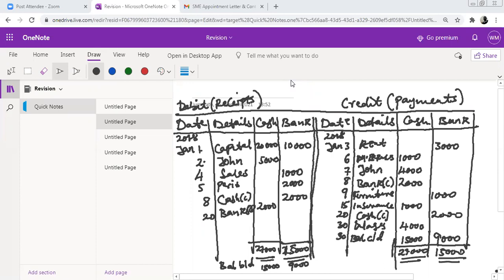Okay, that is how we do the two column cash book. It is very simple. Any transaction that you read, you need to interpret it. First of all, is it money received or is it money paid? Maybe it is received. If it is received, is it by cash or by check? If it is cash, you record it on the receipt cash column. If it is received by check, you record it as received in the bank column. If it is a payment, you also do the same way, and then you record them like that.